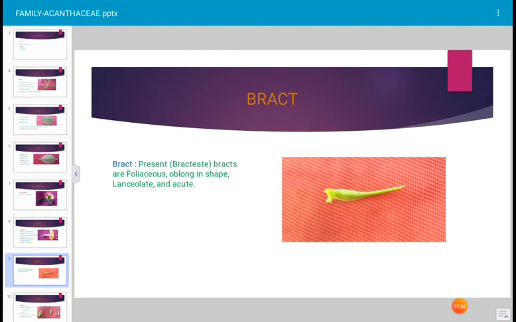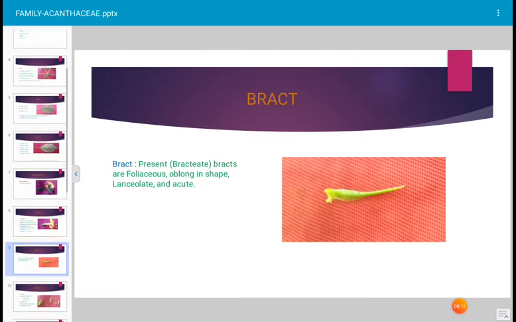When the bract is like a leaf, it is a foliaceous bract, oblong in shape. Its shape is lanceolate or somewhat oblong, and the apex of the bract is acute. This is the description of the bract.